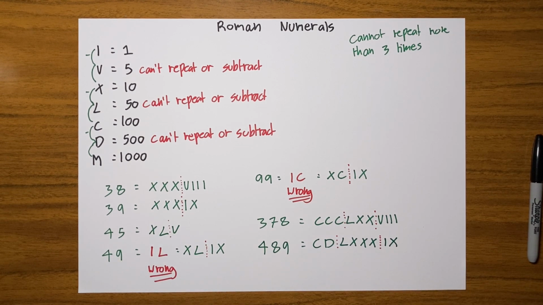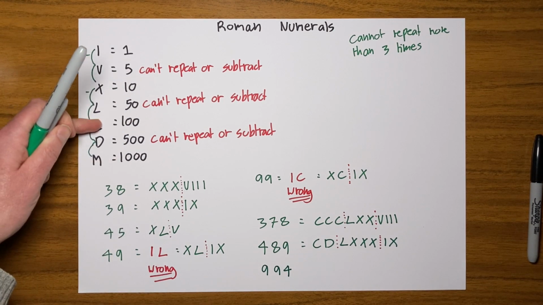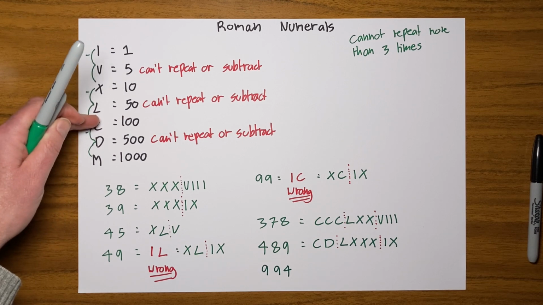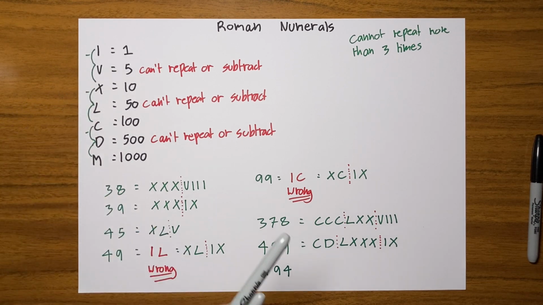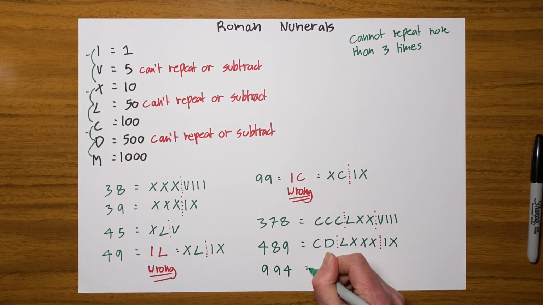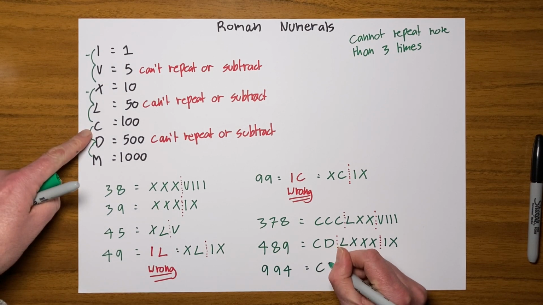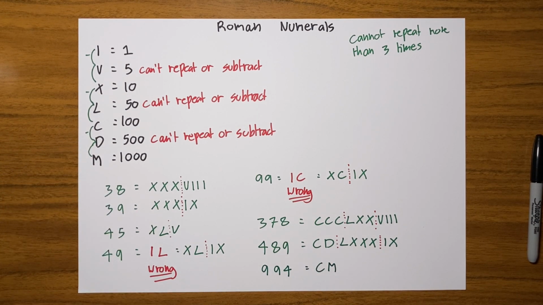Okay, should we do one more? Let's go for 994. So let's do the 900 first. Well, that's going to be 100 less than 1,000, and it's fine to do that because I can just go, that's only 2 away. So I'm going to do CM for my 900. Do my little lines here. I quite like that. It really helps me.